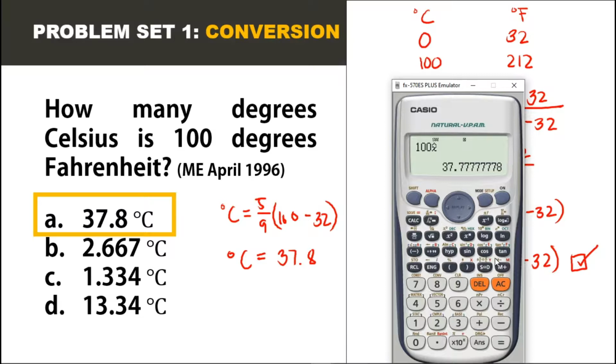And the second method is using your mode stat, and the third method is using your shift convert. You can use the cover of your calculator. There are lots of conversions there. You can memorize those codes.